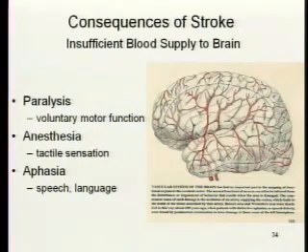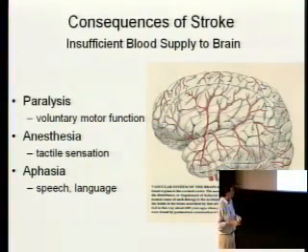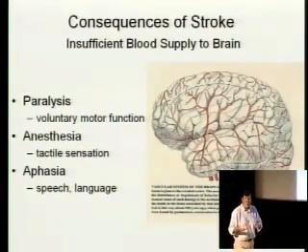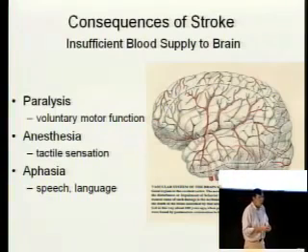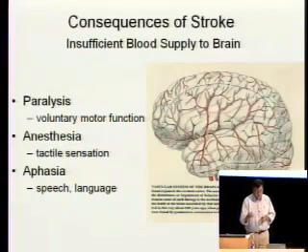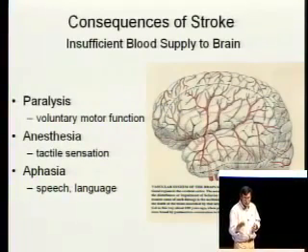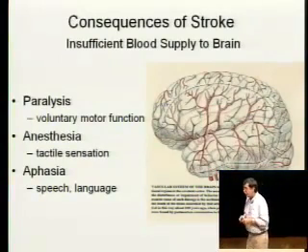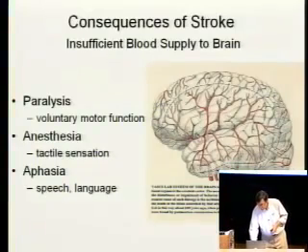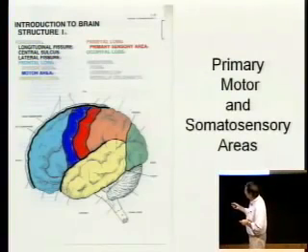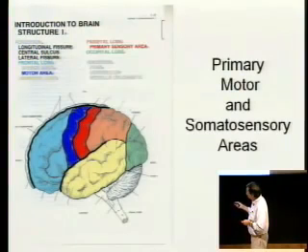Or anesthesia, especially tactile anesthesia, a loss of tactile sensation in various parts of the body, another prominent symptom of strokes. And then finally, a neurological set of symptoms known as aphasia, basically having to do with a loss of speech and language function. And what happens now is that, especially by examining stroke patients and where the damage is occurring by virtue of an insufficient blood supply to the brain, we can infer additional aspects of structure-function relations.